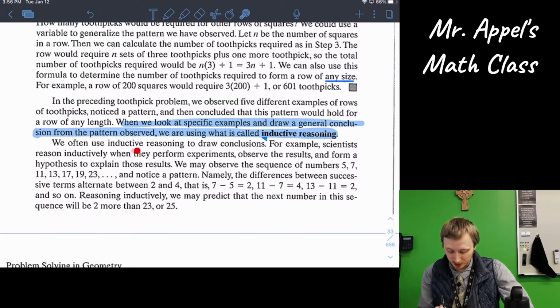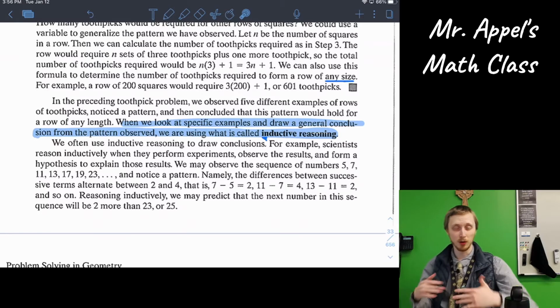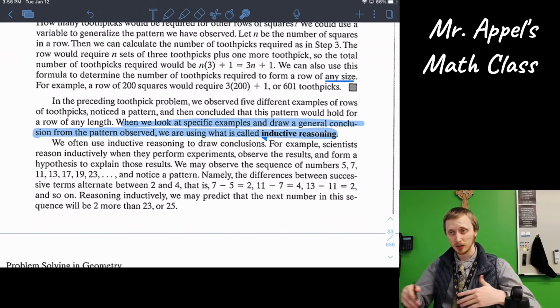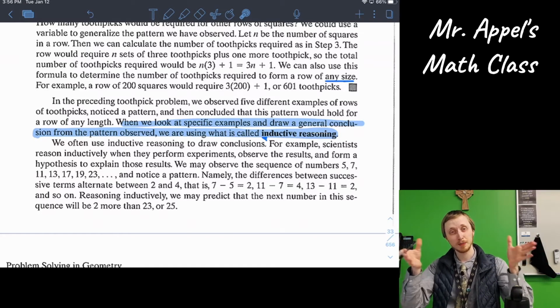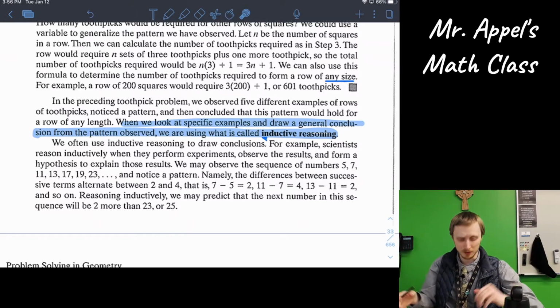We often use inductive reasoning to draw conclusions. For example, scientists reason inductively when they perform experiments, observe the results, and form a hypothesis to explain those results. Right? That's often what the laws of physics and nature are a result of. You only experimented on a certain region, but you now drew a general rule for how the rest of the universe behaves.